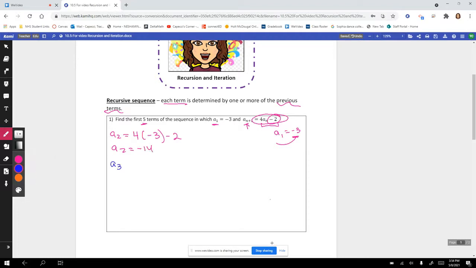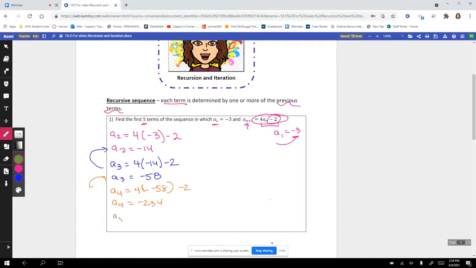Okay, now we're going to do the next one, a sub 3. And from there, we're going to use our value that we got on a sub 2. So it's going to be 4 times -14 minus 2. So a sub 3 is equal to -58. Now we're going to keep going, a sub 4. 4 times, and again, we're going to go back to a sub 3, 4 times -58 minus 2. So a sub 4 is equal to -234.